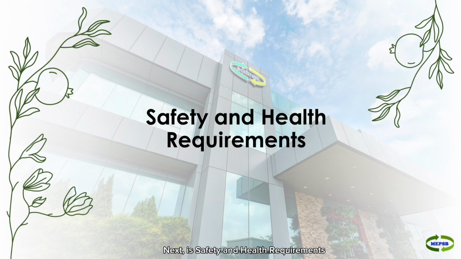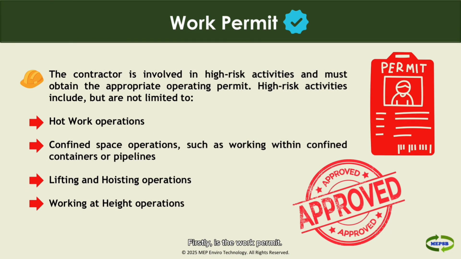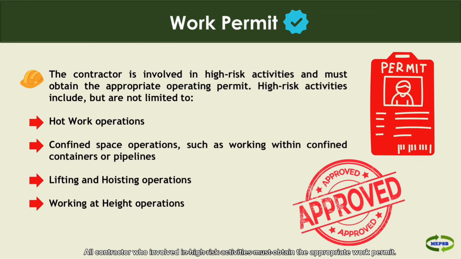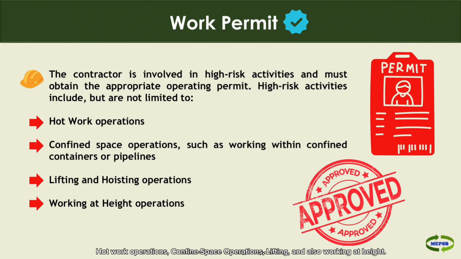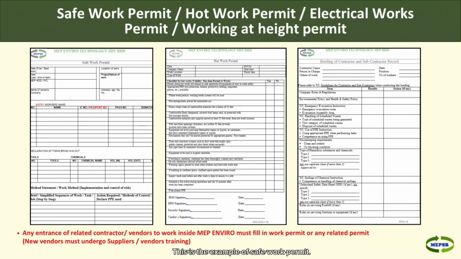Next is safety and health requirements. Firstly is the work permit. All contractors who are involved in high-risk activities must obtain the appropriate work permit. High-risk activities include hot work operations, confined space operations, lifting, and also working at height. This is an example of a safe work permit.